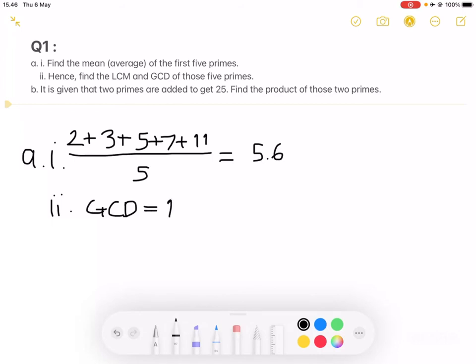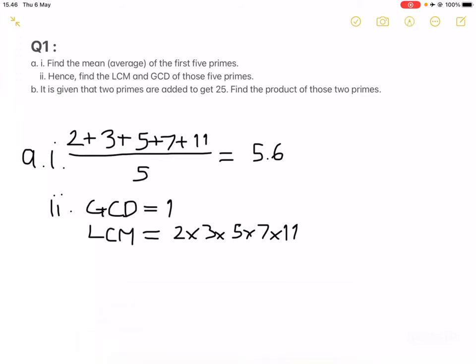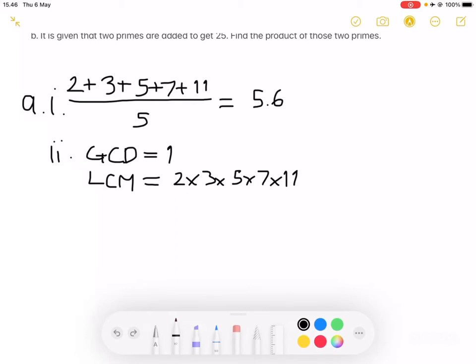Which means we can just find that the LCM is equal to the product of all those primes. So it will be 2 times 3 times 5 times 7 times 11. Notice that these two answers can be found by doing the LCM and GCD method using prime factorization. Now if you're wondering what the value of the LCM is, it will be 2310.